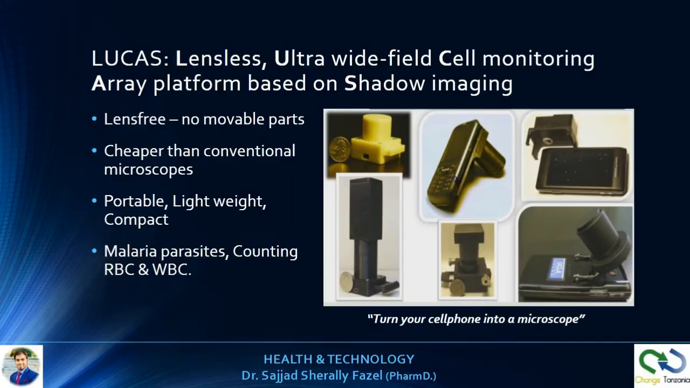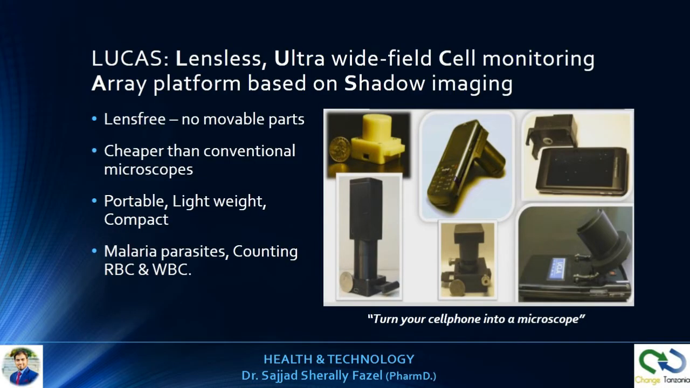Next. So I'd like to introduce you all to, as you can see on your screens, LUCAS, the lensless ultra-wide field cell monitoring array platform based on shadow imaging. Very long word. Basically it is an attachment that you put on your cell phone that will allow your cell phone to act as a microscope. It's lensless, it has no movable parts, it's very portable, very lightweight, and it's much cheaper than a regular microscope.